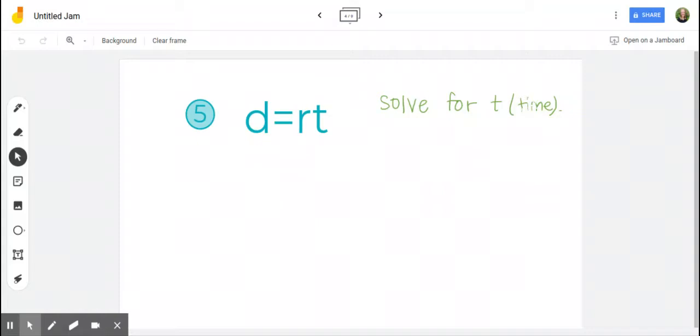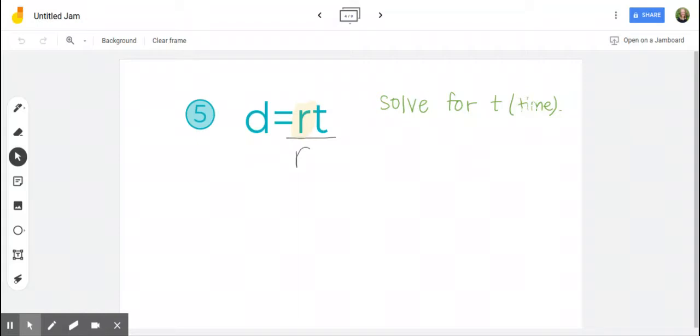Well, to get it by itself, to isolate it, I have to get rid of this R. The R has got to go away. I don't like it. Okay, and remember in math, if we're trying to get rid of something, we do the inverse operation. That means the opposite kind of math to get rid of it. So I can see that that R is being multiplied by T. So to get rid of that R, I do the opposite, the inverse, which is divide by R. Because the whole goal is I want them to cancel out.